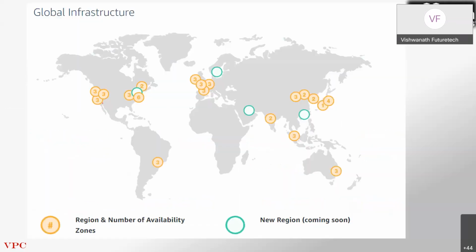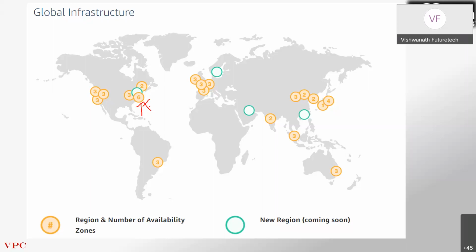And these are regions. Orange colors are regions, and the number inside is the number of availability zones. If you see here, there is one region which has 6 availability zones, which is North Virginia. This is the place I mentioned in the previous session, if you can recollect, that this is the region which will give you all the free services which AWS announces.